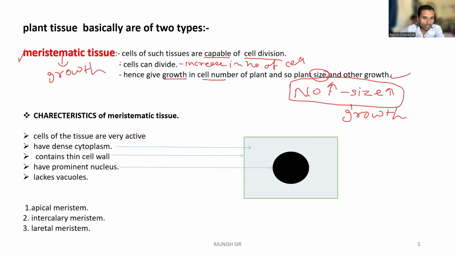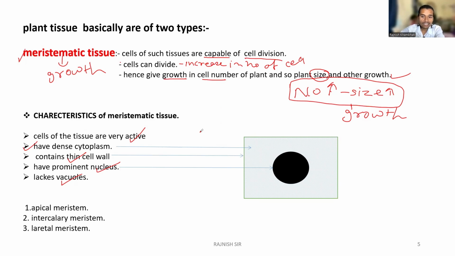These tissues are very active tissues. They have dense cytoplasm. They contain a thin cell wall. Their cell wall is very thin. They have a prominent nucleus and they do not have vacuoles. They are devoid of vacuoles. These are the characters of the cells of meristematic tissue.